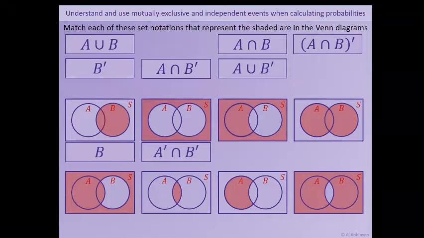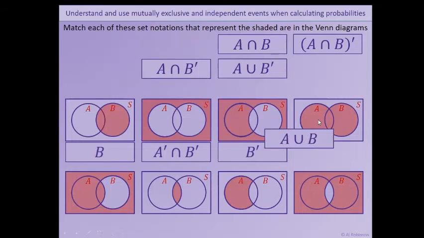Okay. Any other ideas, Sarah? What do you think? I think the same one that he said. Okay. So it's B complement, so it's not B. So everything else is shaded except for B. Okay, so that's B complement. How about the next one? A union B. A union B. Well done, that one's easy.